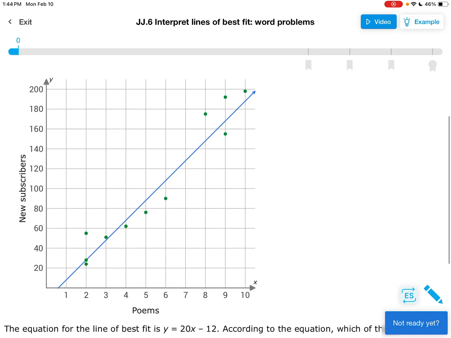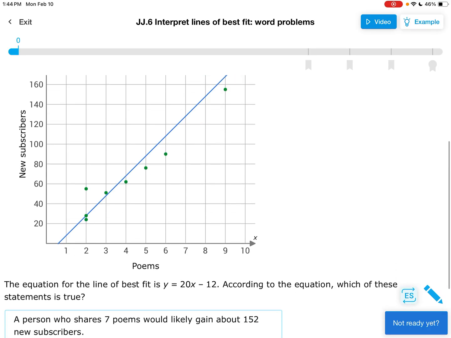Okay, so we talked yesterday about how to put the line so that you have values evenly spaced between them. Next week we'll go over how to do that with technology, but for today we're just going to use what they give us. So let's make sure we understand what each piece means in the equation. So we have y equals 20x minus 12.